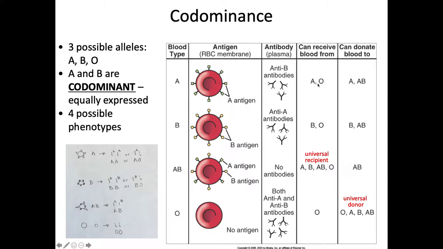Now, it means that these people cannot receive blood from people who are type B blood because they'll see that carbohydrate B as foreign, and then they'll make antibodies against those carbohydrates. So these people also can't receive blood from people who are type B blood. But type A people can donate to type A. That's good. Also, they can donate to people who are type AB blood, because since this person has A carbohydrates, the same as this person, it's okay.